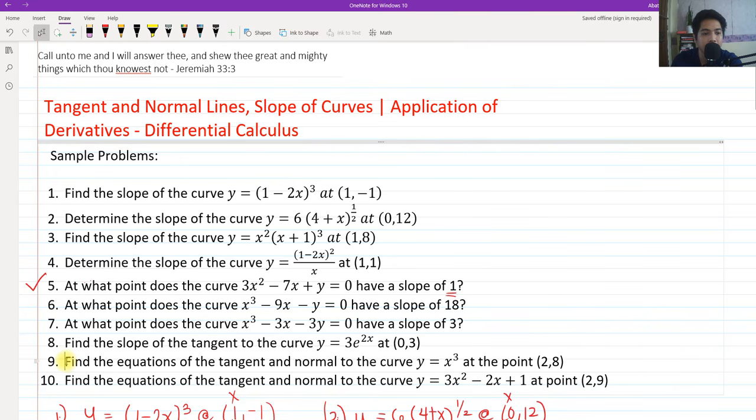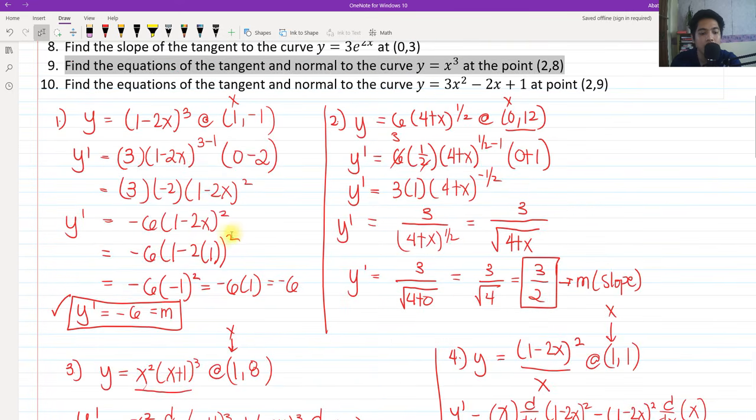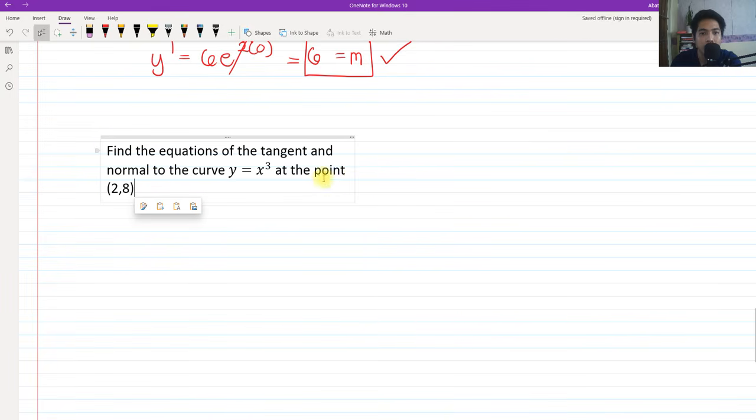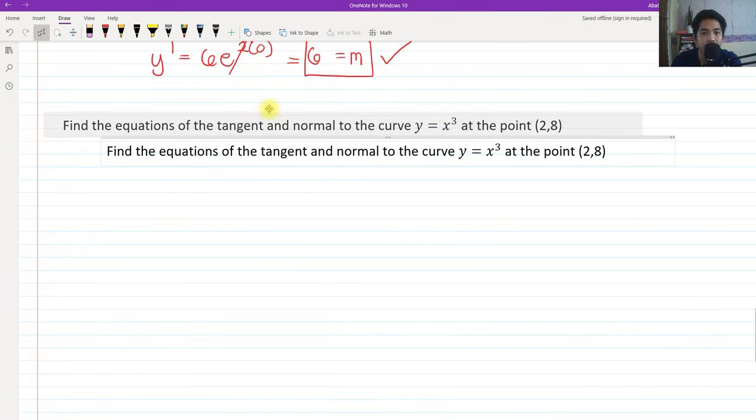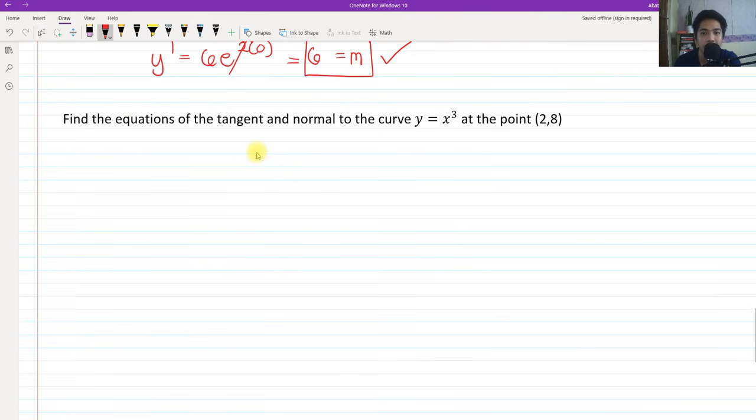Okay. So for the problem number 9, find the equations of tangent and normal to the curve y equals x cubed at the point 2 and 8. So we are going to find the tangent line to this curve, and normal line to the curve. When we say normal line, it's actually the perpendicular line, at this curve at this very point, 2, 8.